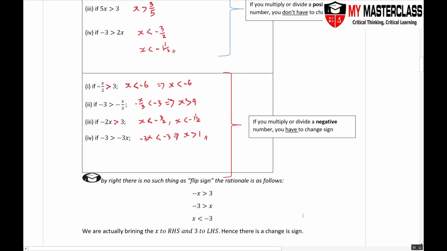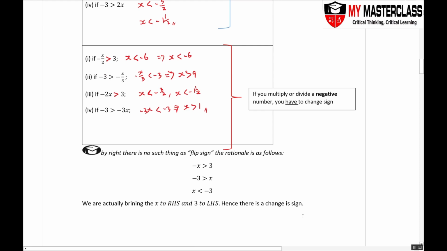By right, there's no such thing as what we call a flip sign. If you look at this example here, which is what I did for you just now, minus x is more than 3. What they did was they times a minus 1 over, so it becomes x is less than minus 3. Or what they did was they bring the terms over. Essentially we are bringing x to the right hand side and 3 to the left hand side. That's why there's a change in sign. This is the rationale behind it.